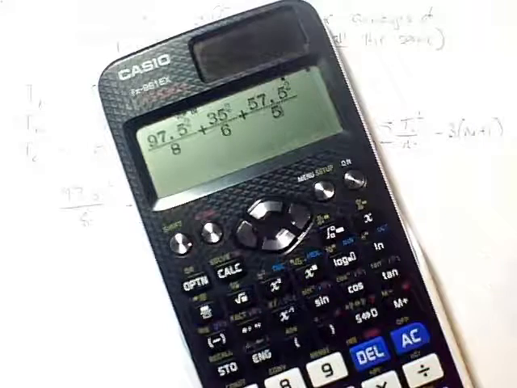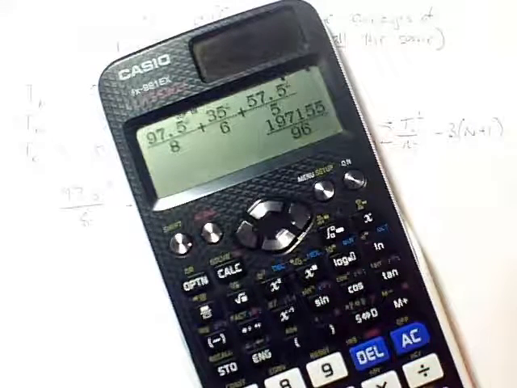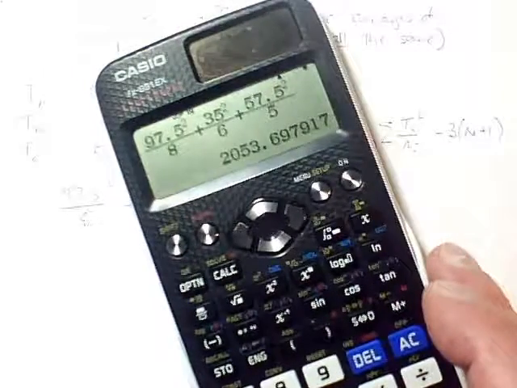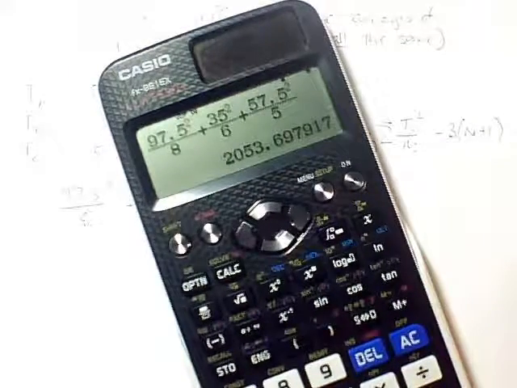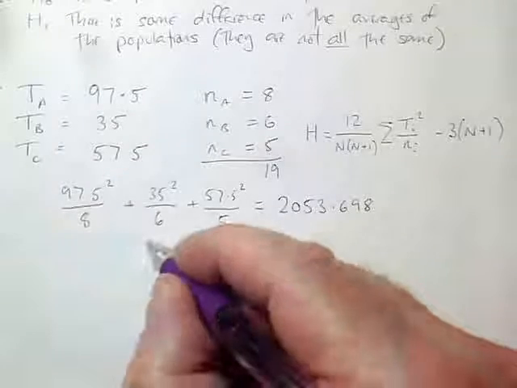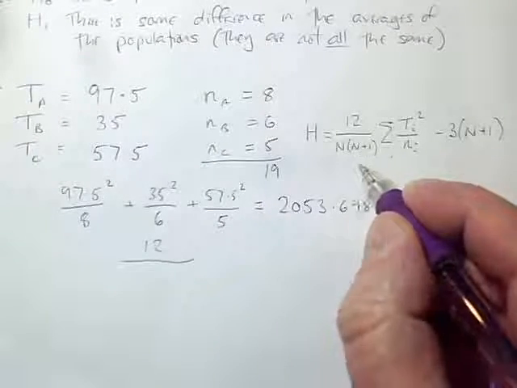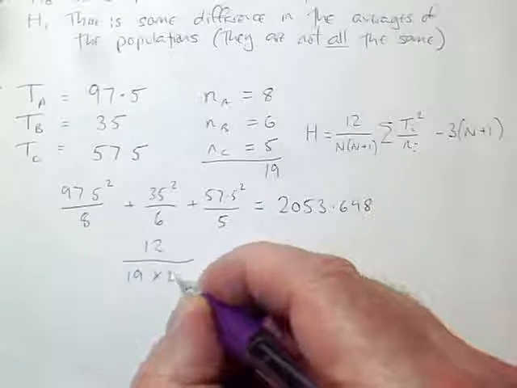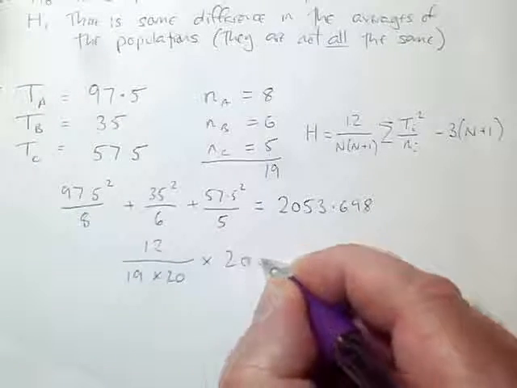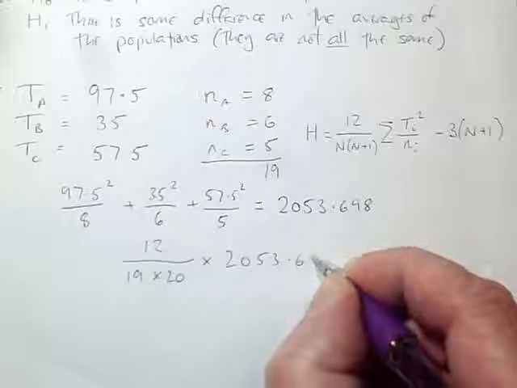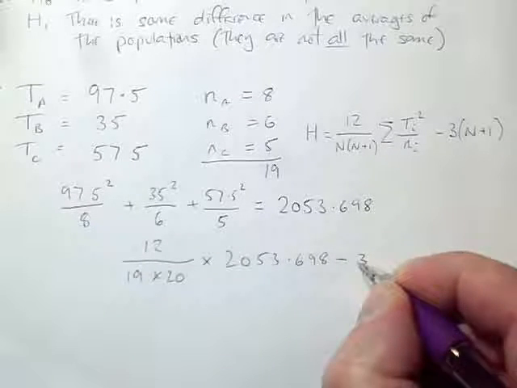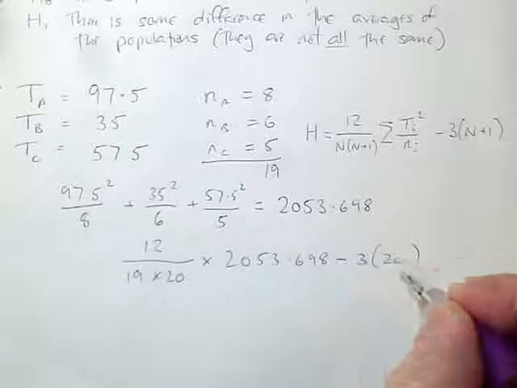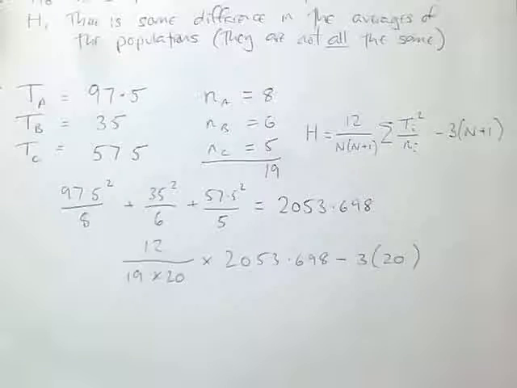So doing the squared totals over the n values, that part of the calculation gives me 2053.698. So I need to do 12 over n times n plus 1, so that's 19 times 20. I need to multiply by that 2053.698, and I need to take away 3 lots of n plus 1. N is 19, so that's 3 lots of 20. So I'm going to do this calculation next.